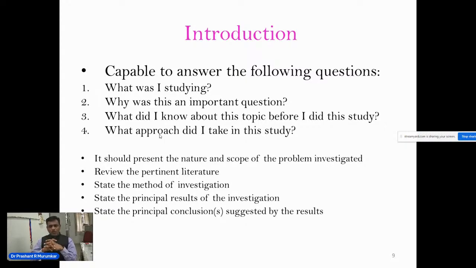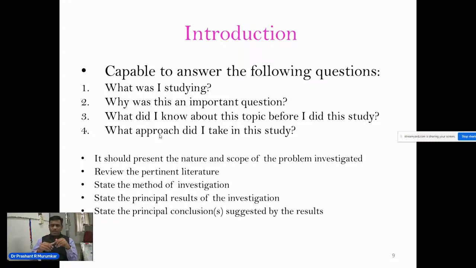Then, what did I know about this topic before I did this study. Actually, you are not the first, because you are not doing some breakthrough research. There could be some background for your research. That means there must be literature which is available. So you need to read and cite this literature, and then talk about what I knew about this topic before I did this study. That part is important to cover in the introduction.